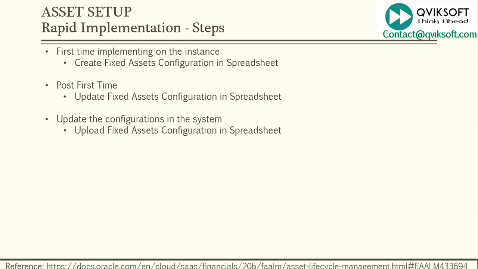So when you implement fixed asset for your organization the first time, there is one process to follow, and then for any subsequent additions or changes, there's a separate process to follow. If you look at this, for the first time implementing on the instance, you follow the spreadsheet which is create fixed asset configuration. For anything after that, you have to follow the update fixed asset configuration spreadsheet. There are some things you can do in create but not in update. I will share those with you, but most of the things you can.